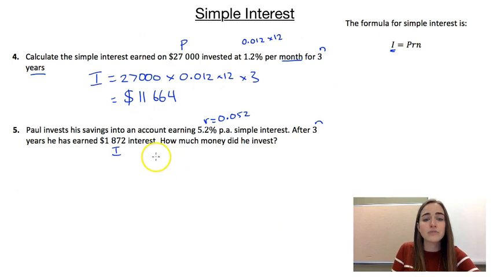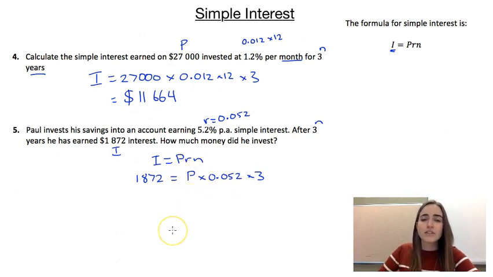So in this formula, I've got I equals PRN. I'm going to substitute in what I know. So I've got $1,872 equals P times 0.052 times 3. Now I need to figure out what P is. There's kind of different ways you can go about this. You could simplify this bit, so you could figure out what 0.052 times 3 is, and then we could divide through by that answer. I'm just going to do it straight away.